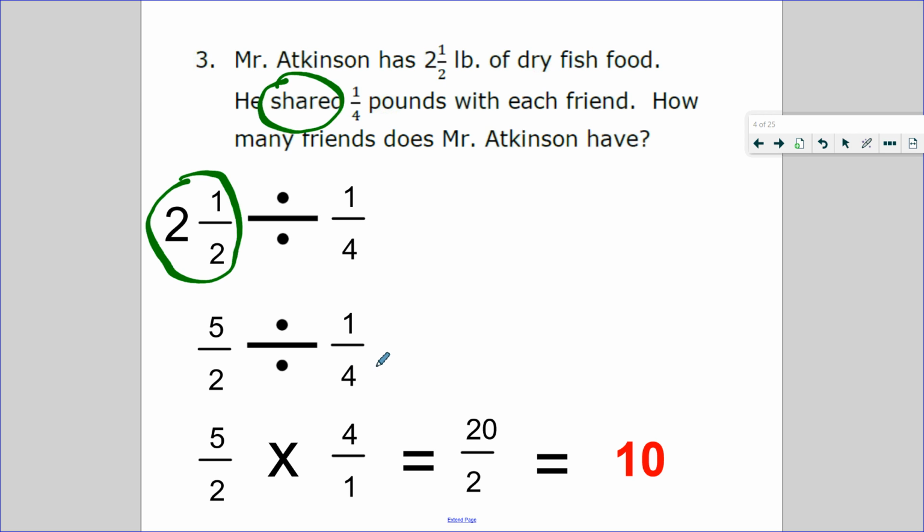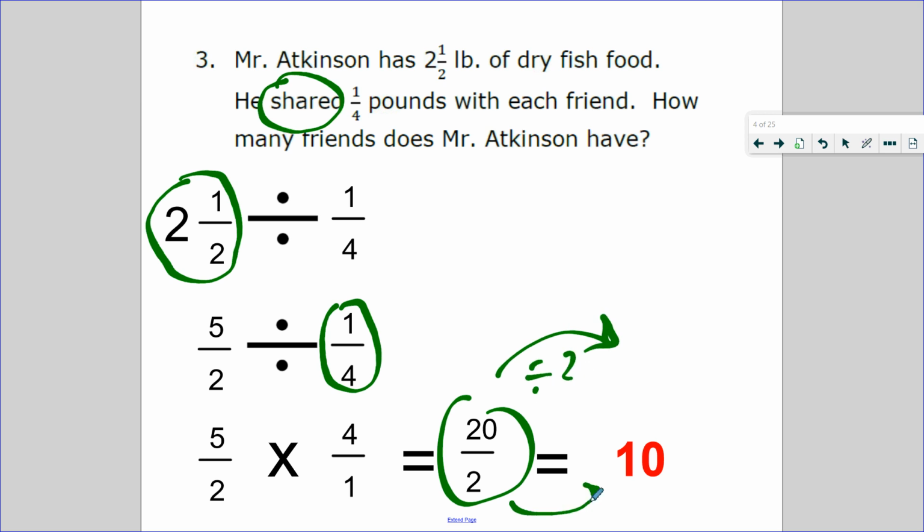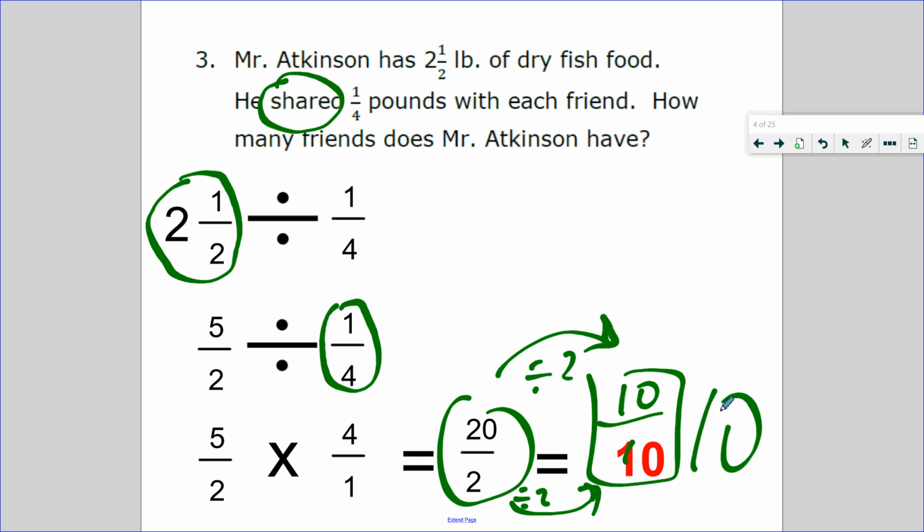So we have 5/2 divided by 1/4, and then you flip which fraction? The second fraction. That is called the reciprocal. So 5/2 times 4/1 is 20/2. Let's simplify it. We divide by 2, and we get 10/1, or just 10. How many friends does he have? 10 friends. If you came up with a decimal or fraction, that would not make any sense.